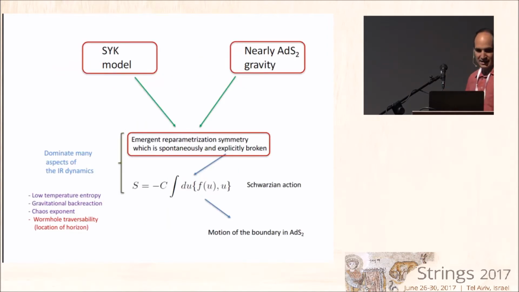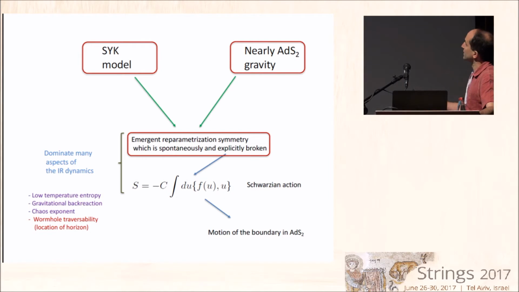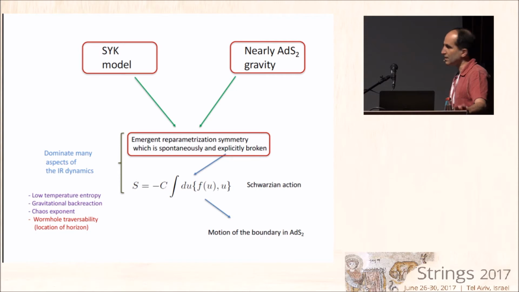As Douglas reviewed, the SYK model and nearly AdS2 gravity are two theories that have similar low energy properties. It's not that there is an equality here, but they have similar low energy qualities. In particular, they both have an emergent reparametrization symmetry, which is both spontaneously and explicitly broken.